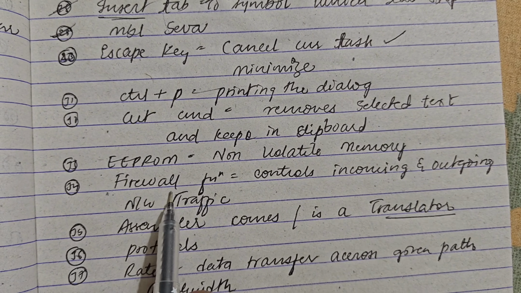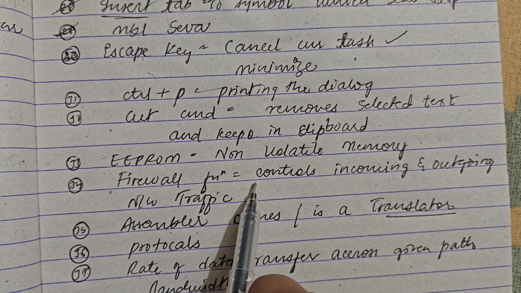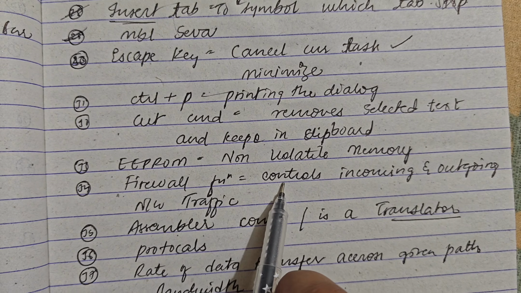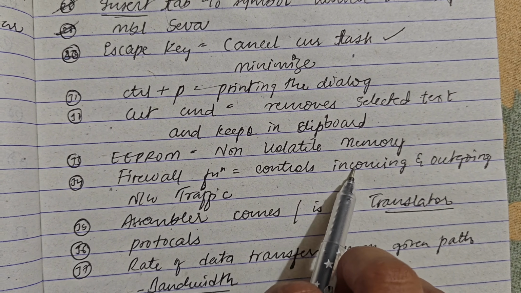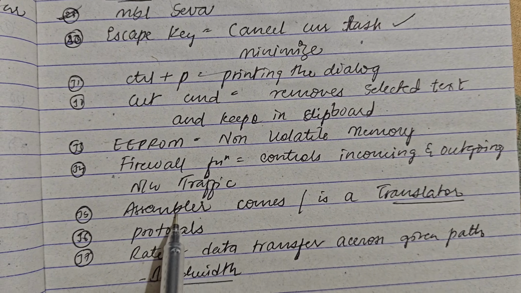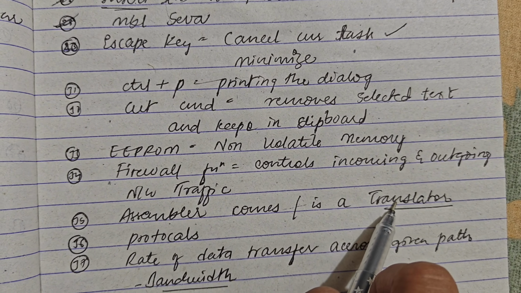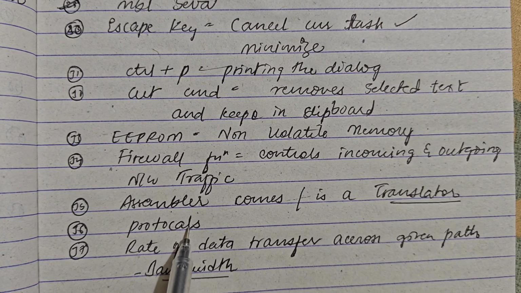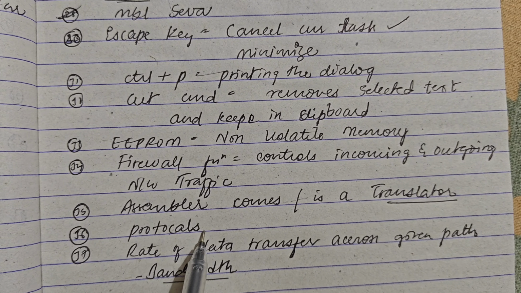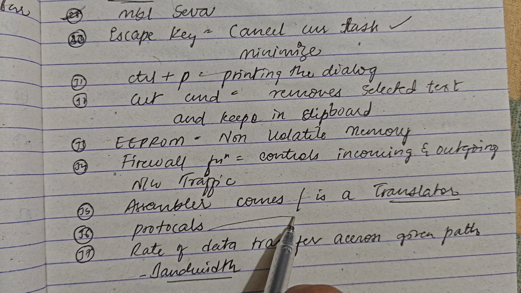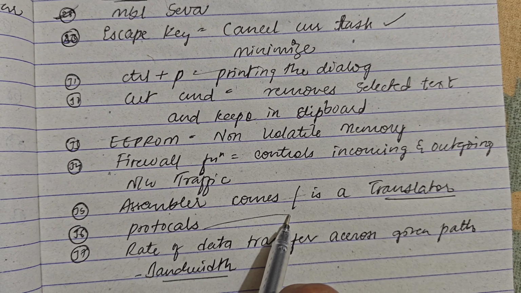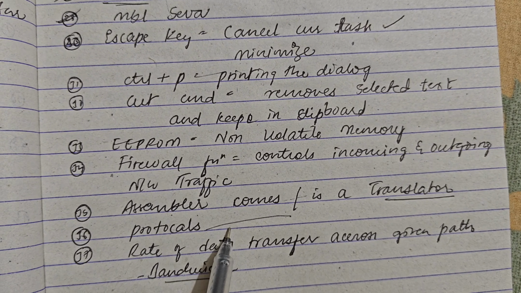Then firewall function, they had given a firewall function question, and in the options it was like it controls the incoming and outgoing network traffic, so this will be the answer. Then assembler is a dash, so that is a translator. Then one was regarding protocols, but I don't remember exactly. I think they had given some protocols like TCP, Telnet, something, and asked in which category it comes, but I don't remember them exactly.